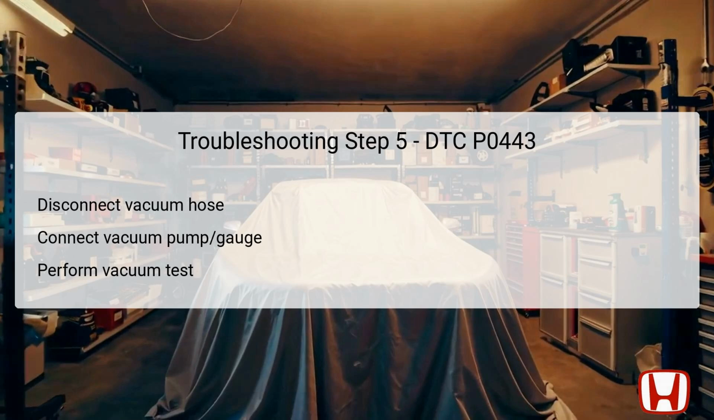Once this hose is disconnected, technicians must connect a vacuum pump and gauge to the hose to measure the vacuum level. Proper vacuum measurement is essential to ascertain if the EVAP canister purge valve is functioning adequately. A gauge rated from 0 to 30 in Hg will provide the necessary readings.